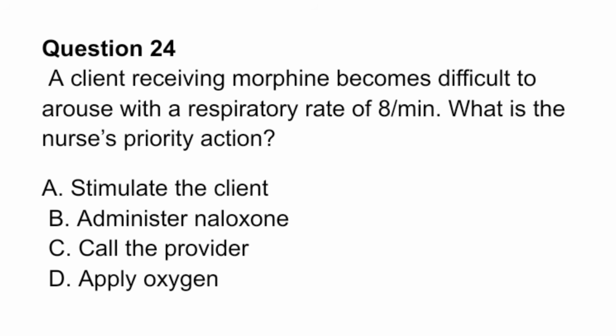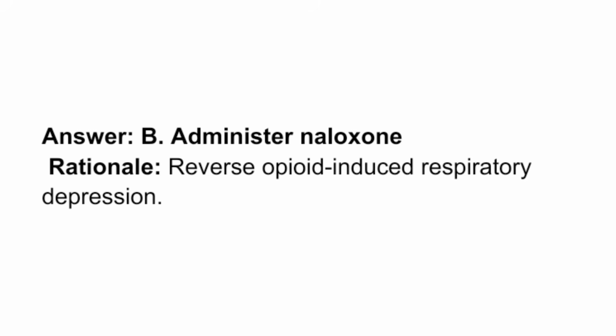Question 24. A client receiving morphine becomes difficult to arouse with a respiratory rate of 8 per minute. What is the nurse's priority action? A. Stimulate the client. B. Administer naloxone. C. Call the provider. D. Apply oxygen. Answer: B. Administer naloxone. Rationale: reverse opioid-induced respiratory depression.